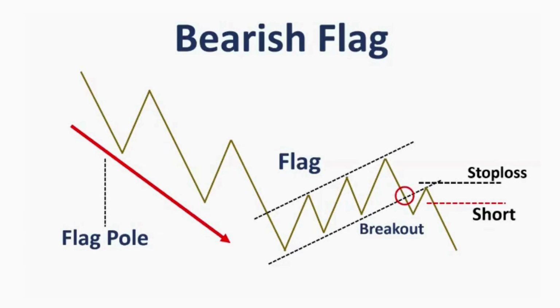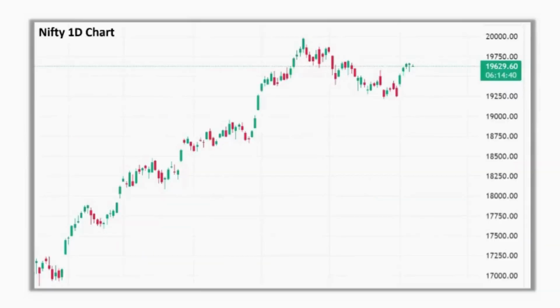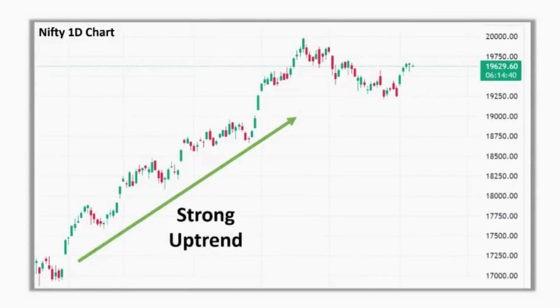Now let me show you this with a live example in the market. As you can see on the screen, this is the daily chart of the Nifty 50 index. You can notice that for a long time, Nifty was in a strong uptrend. After that, the Nifty gave a long retracement which is called the flag. So you can see the strong uptrend is the pole of the flag and the retracement is the actual flag. And right now, exactly over here, the Nifty has given a breakout from the flag pattern. It simply means that the Nifty is going bullish. It is continuing the uptrend.